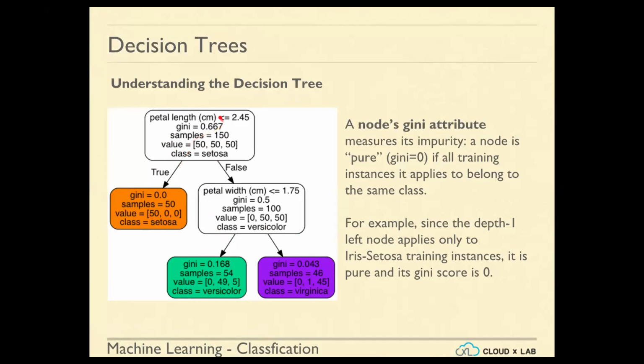If the petal length is lesser than 2.5, then go this way, otherwise this. We further say that if petal width is lesser than or equal to this, then go this way, otherwise go this way. So on this side, when petal length is 2.45, the node clearly has only Setosa in the training set.